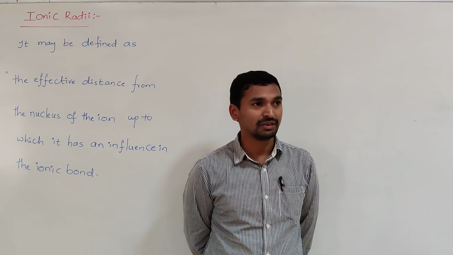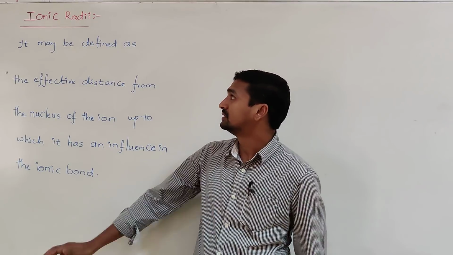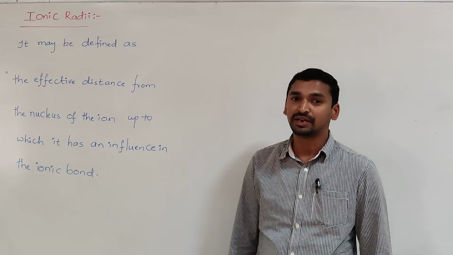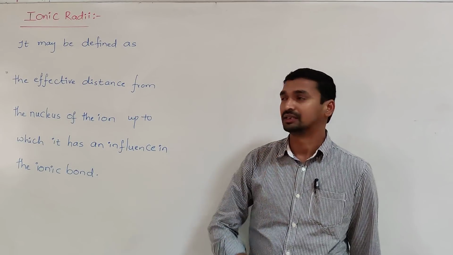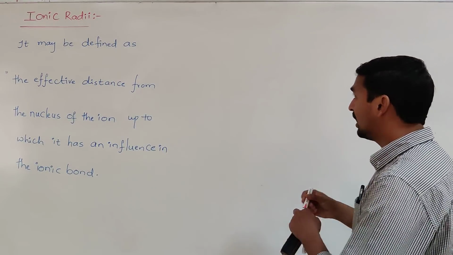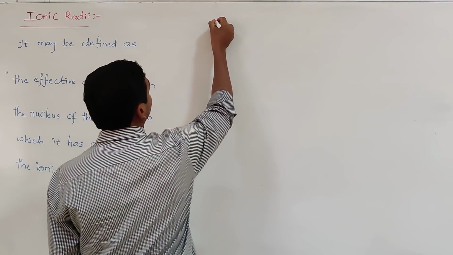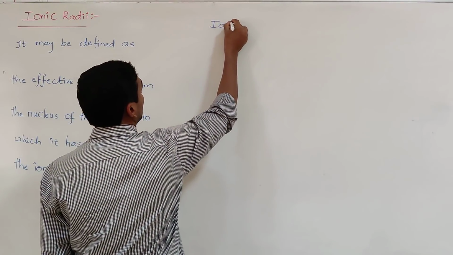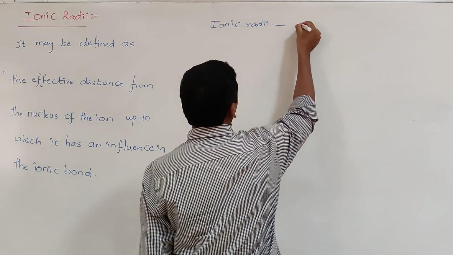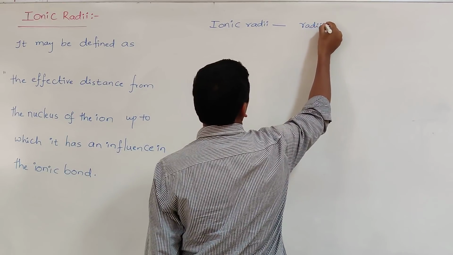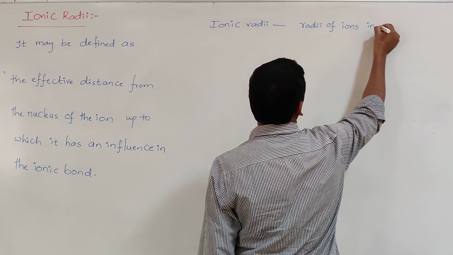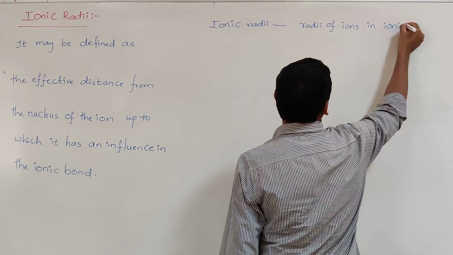So now comes the next one, the ionic radii. It is just similar to atomic radii. There it is the radius of an atom; here it is the radius of ions in ionic crystals. Ionic radii corresponds to the radii of ions in ionic crystals.